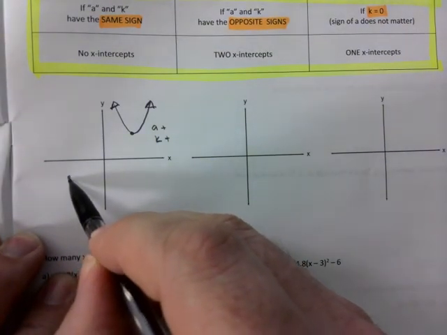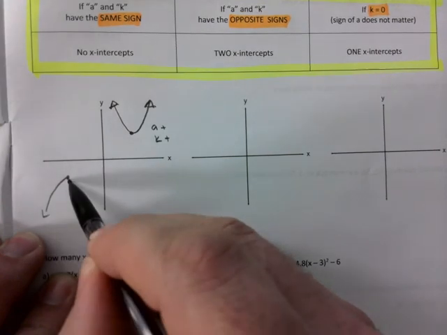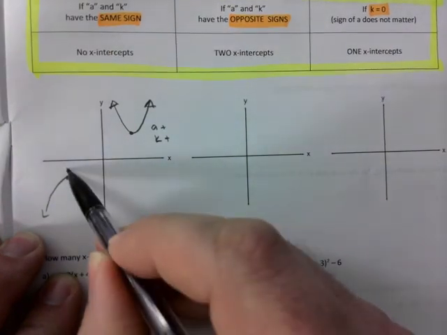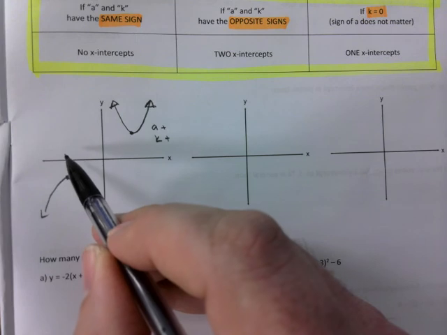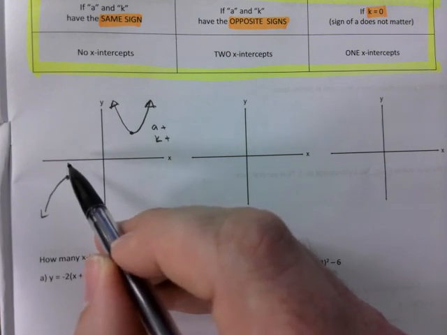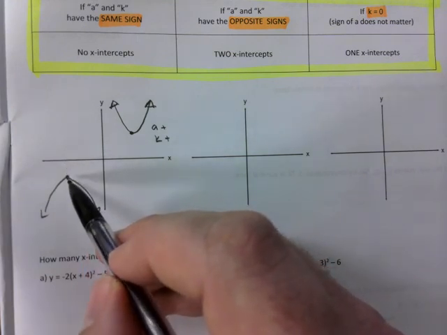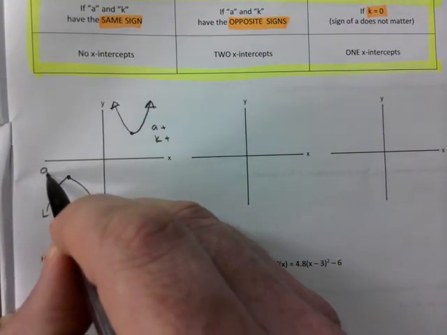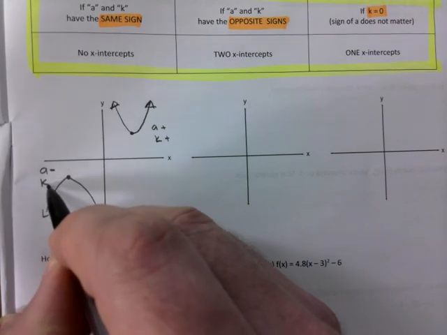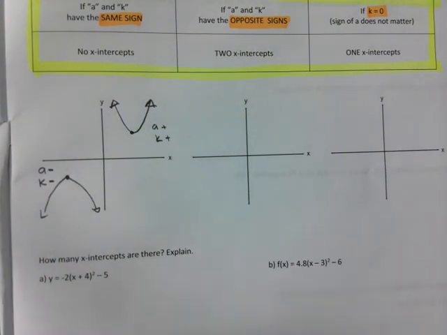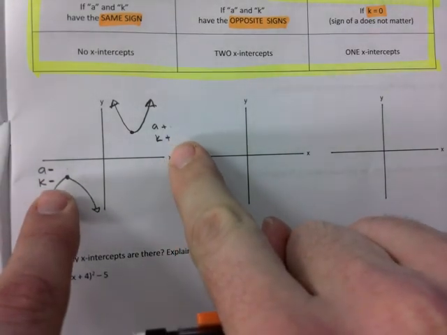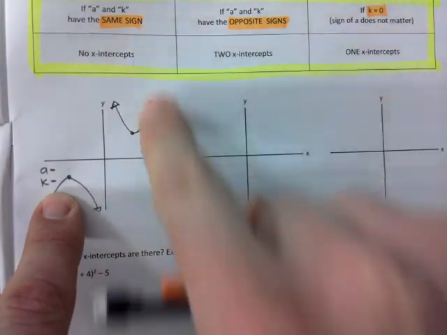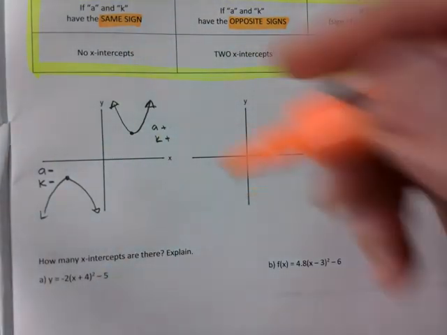On the other hand, if a is negative, it would be pointing downwards, and k would also be negative. So if k is negative, remember, what's k again? It's the y value of the vertex, right? If it's below, then it's also never going to touch. So a negative, k negative, right? So in either case, the signs are the same, right? So if they have the same sign, that's what happens, right?